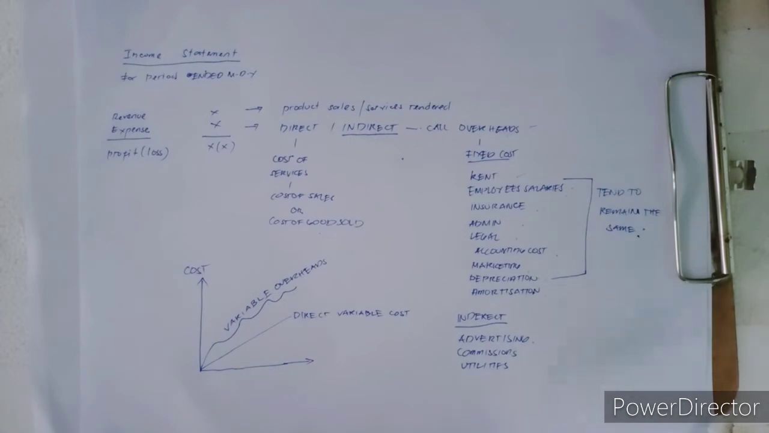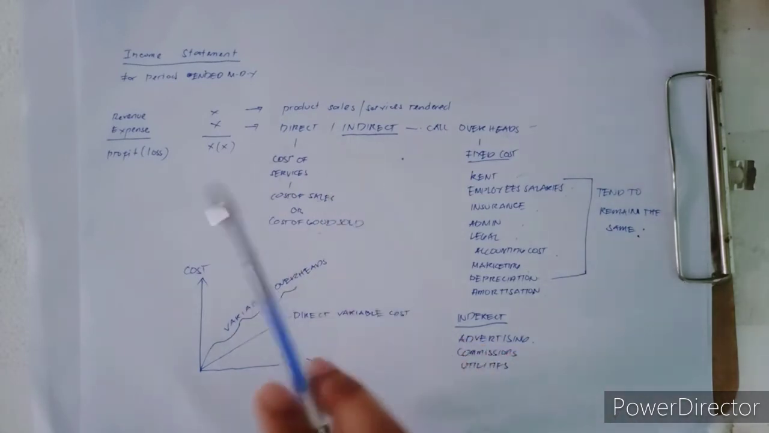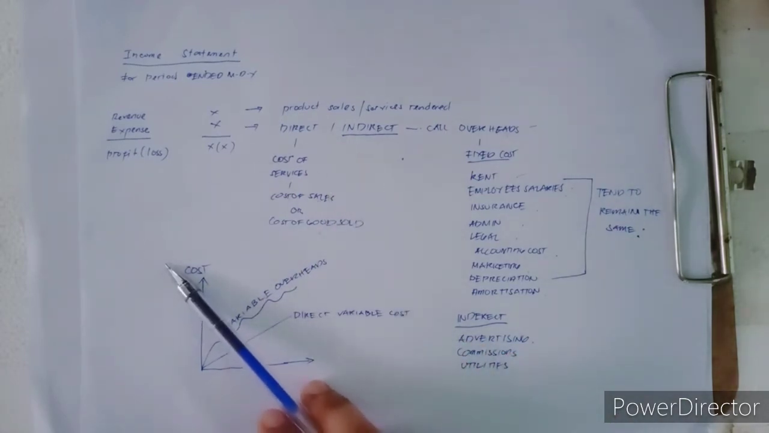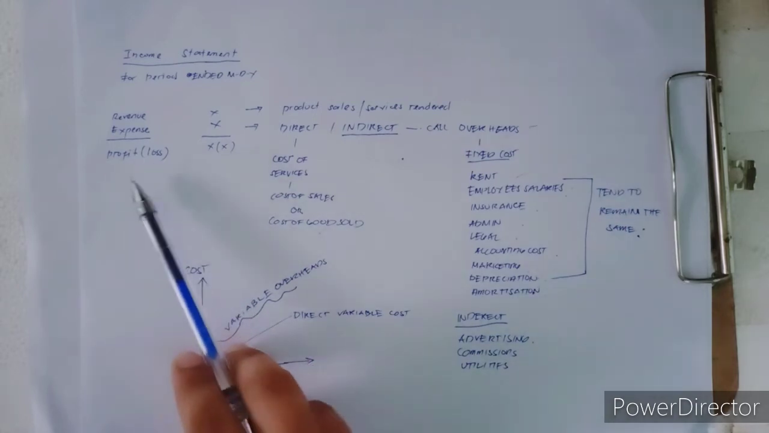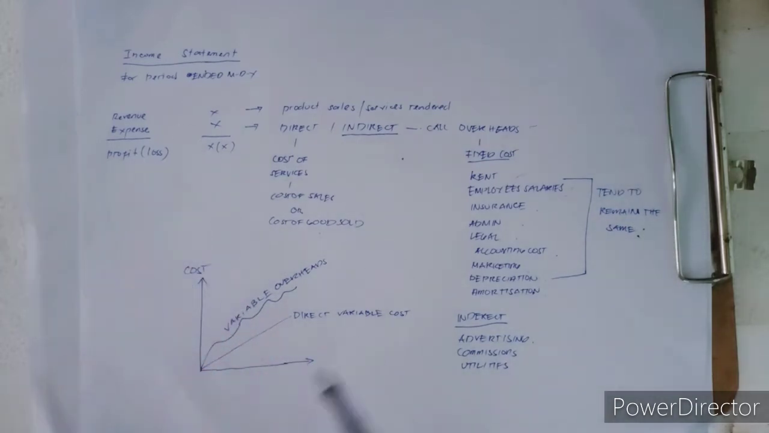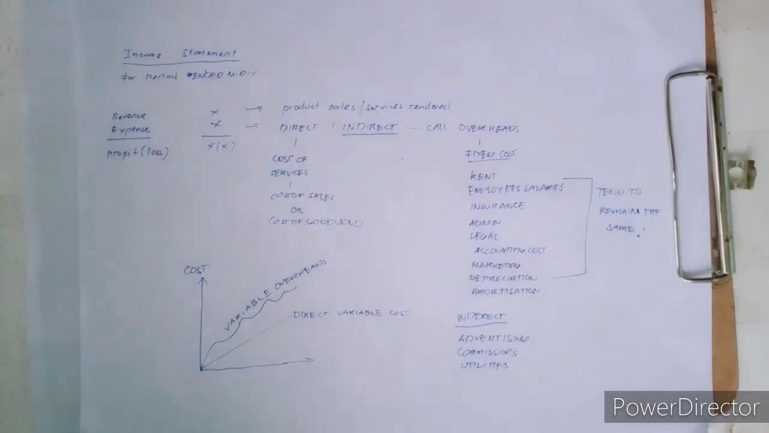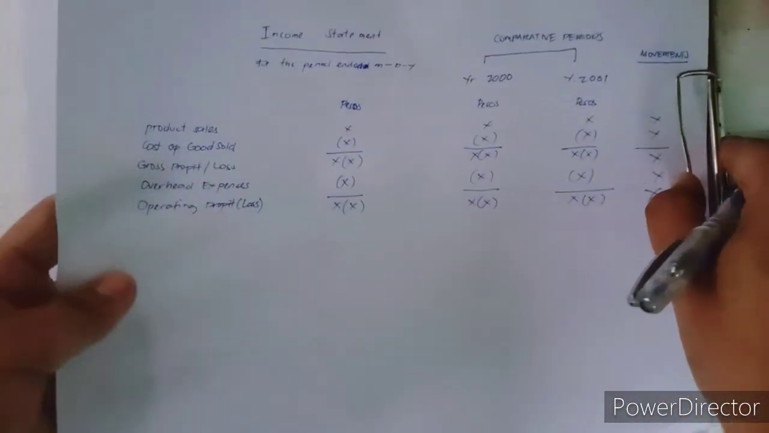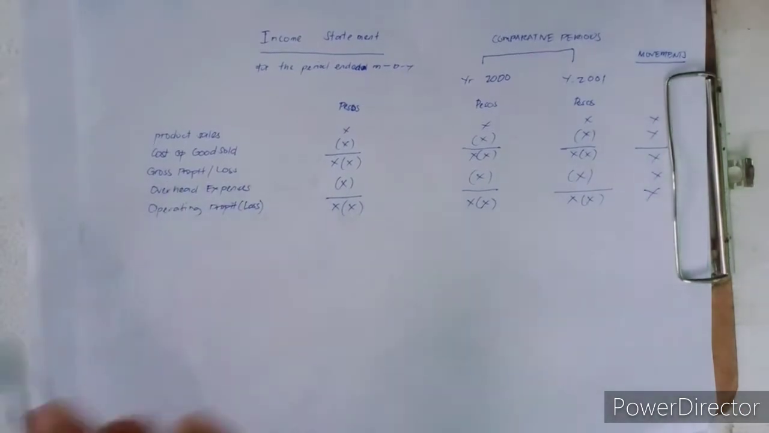When we take our revenue and deduct our direct costs of doing business, we get our gross profit. Here, this one, gross profit.